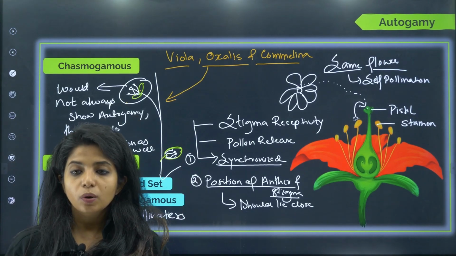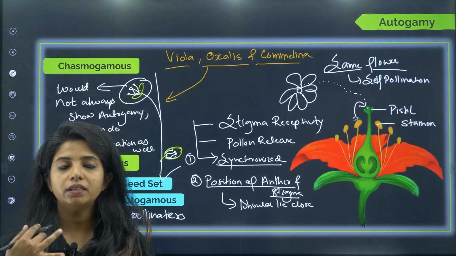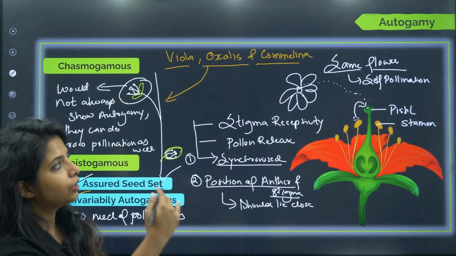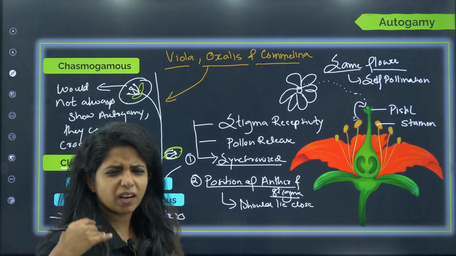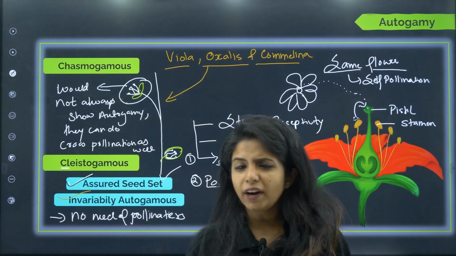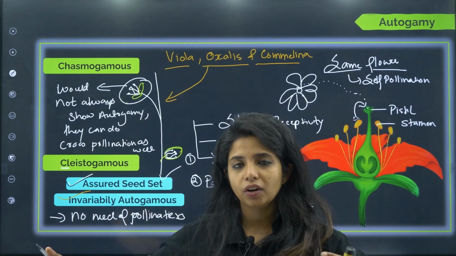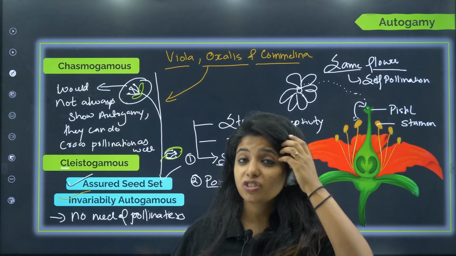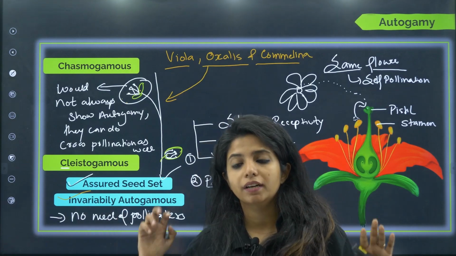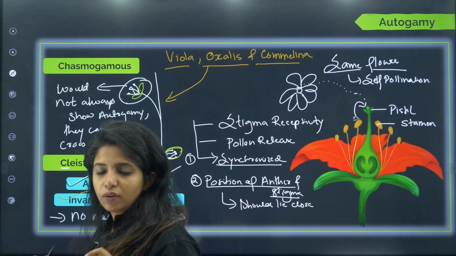That is one advantage. What is the disadvantage? Basically, they will continue showing self pollination again and again. Do you find any genetic variability? No. Everything is the same. Do you think that variations can occur? No. There are very few chances of variations to occur. So, that is the disadvantage of having a clistogamous flower.